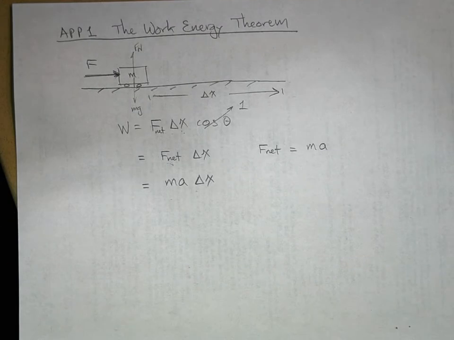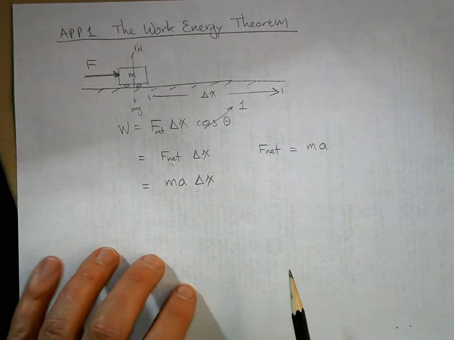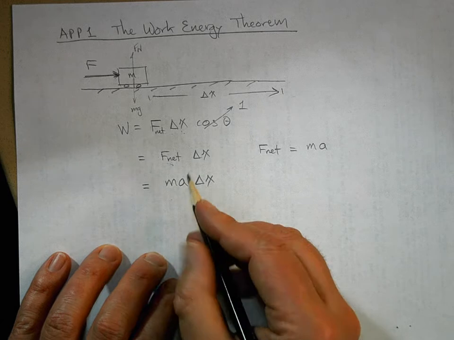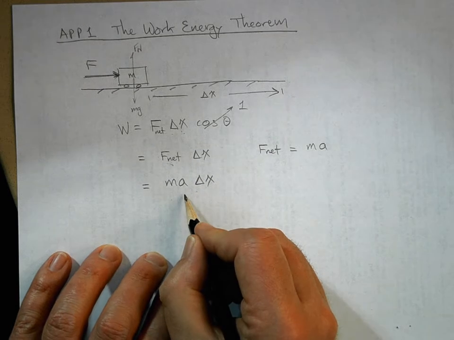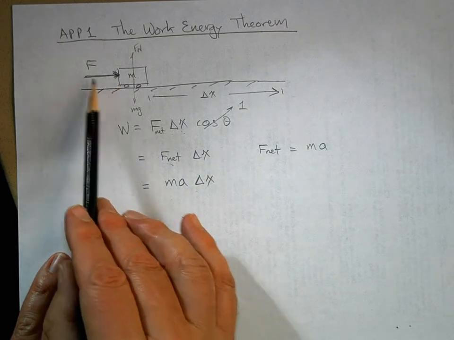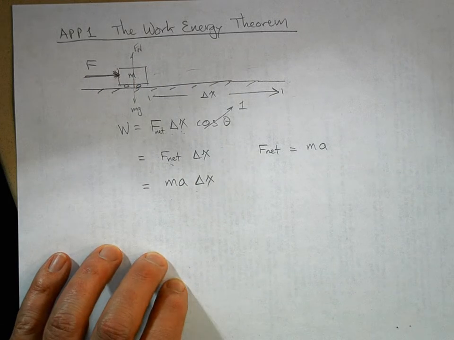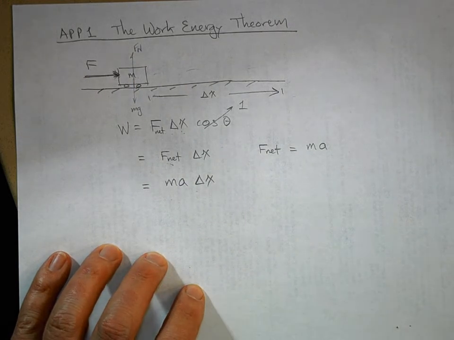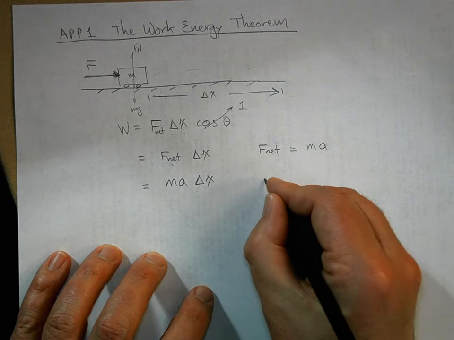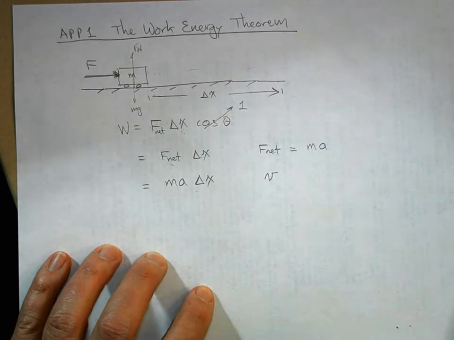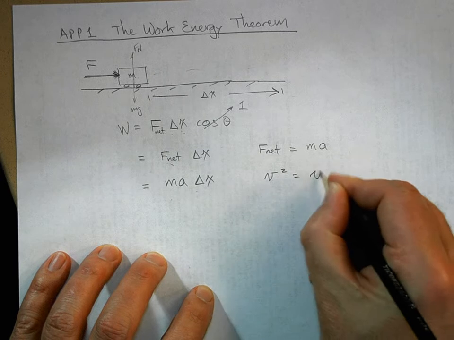But again, I want to relate how much work I'm doing to how fast it's going, or its speed, or velocity, or whatever. So what I'm going to say is, look, I know that the acceleration is a constant because this force is a constant. And so I'm going to use a kinematic equation that has acceleration in it, and I don't want to mess with time. So I'm going to use the fourth kinematic equation.